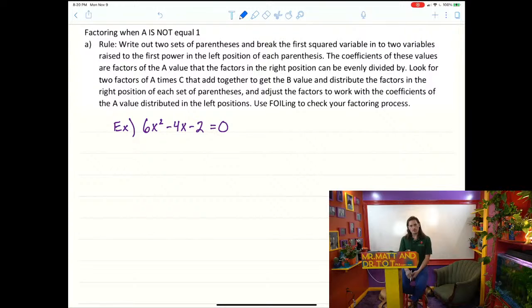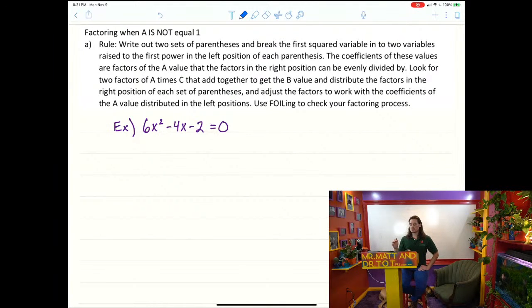So this is where you have to consider not the factors of just c, but the factors of the product of a times c. You also need to consider the factors of a because your leading monomial has a coefficient now. That coefficient itself needs to be broken into factors to be coefficients of the x's in the left-hand position of the binomial. So when you write out your parentheses, now in front of the x's you're going to have numbers. So we have two things to consider.